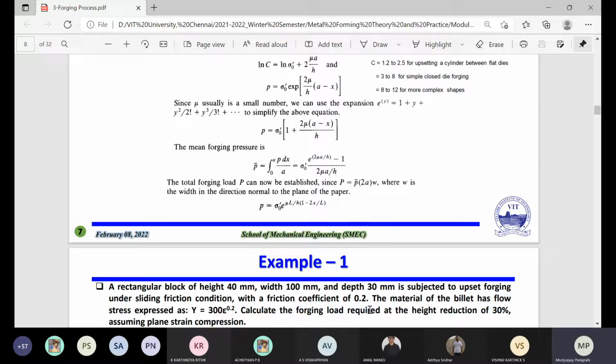So you can write everything whatever is given. The material of the billet has flow stress expressed as Y equal to 300 epsilon to the power 0.2. Calculate the forging load required at a height reduction of 30%, assuming plane strain compression.